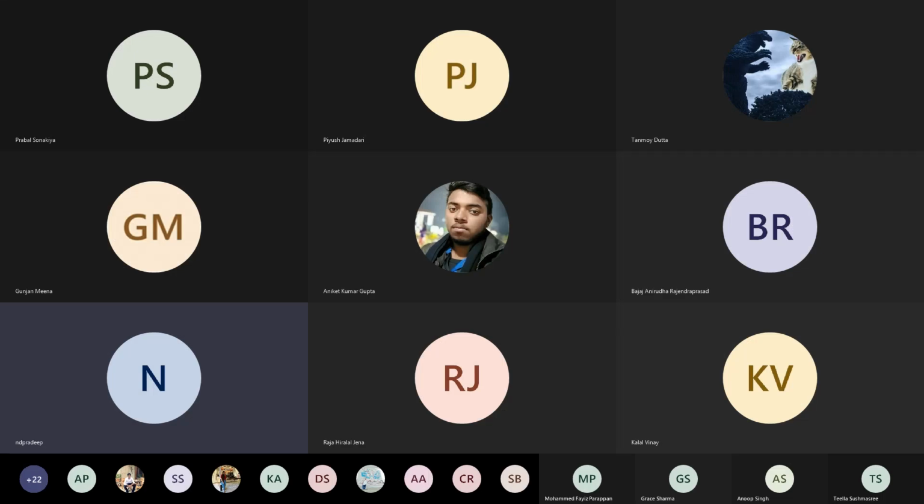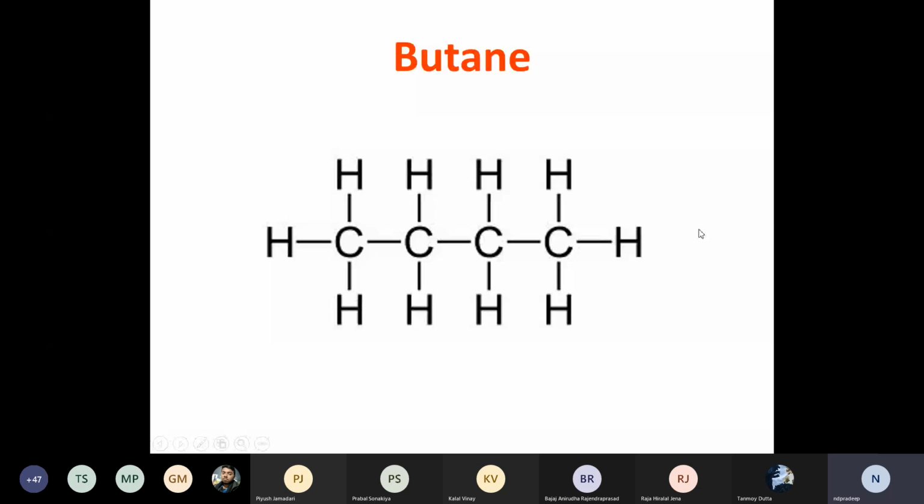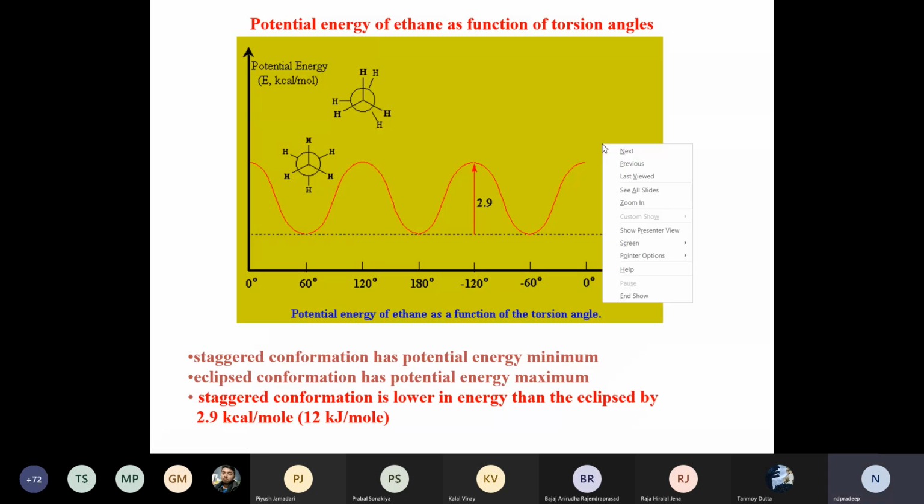So how much energy eclipsing interaction is there for the eclipsed form compared to the staggered form?